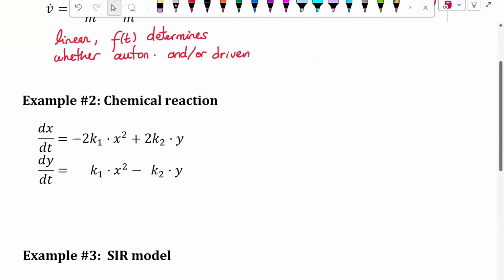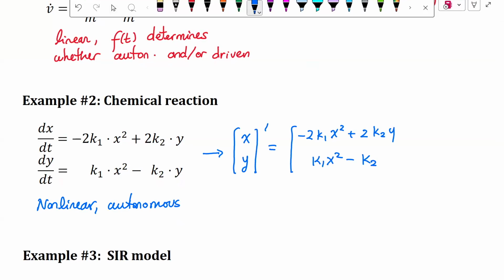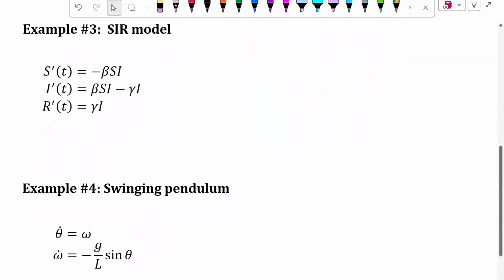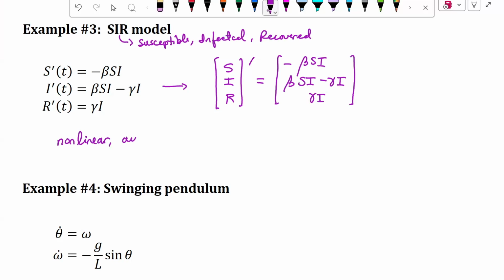Since the system is linear, we can write it as matrix vector equations. Next, our chemical reaction system is nonlinear and autonomous. Since it's nonlinear, we can't write it as a matrix vector multiplication. We can simply write it as a vector. The remaining systems, the SIR model and the swinging pendulum, are also nonlinear autonomous systems, and therefore both of them have to be written simply as vector equations.